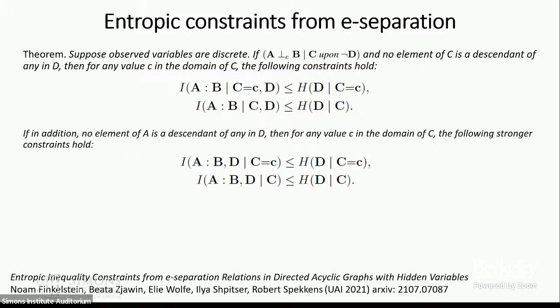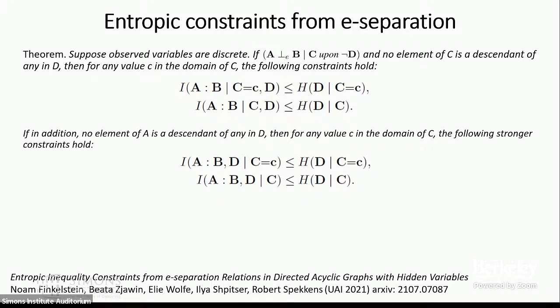So this is exactly what we wanted to do. We are given, or we observe, a d-separation relation, and from it we have a way of putting together constraints on the variables of interest. If in addition, no element of A is a descendant of any of D, then we can get stronger constraints, which are given here. As you can see, the difference is that here we are also conditioning on D, so we are also conditioning on the bottleneck, while here D goes here. So we have the mutual information between A and B and D.